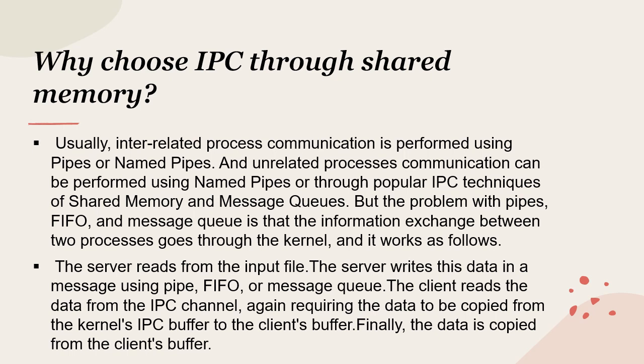The second point is that the server reads from the input file. The server writes this data in a message using pipe, FIFO, or message queue. The client reads the data from the IPC channel, again requiring the data to be copied from the kernel's IPC buffer to the client's buffer. Finally, the data is copied from the client's buffer.